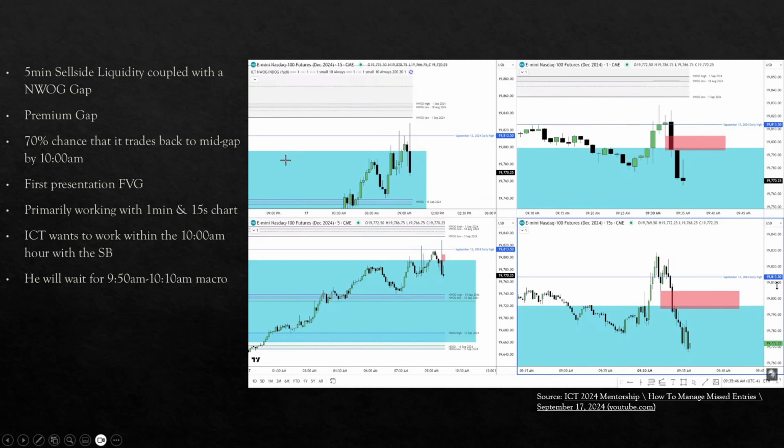So ICT started the live stream by outlining the 5-minute sell-side liquidity pool with the new week opening gap below it right here on the 15-minute chart, and over here the relative equal lows on the 5-minute chart.